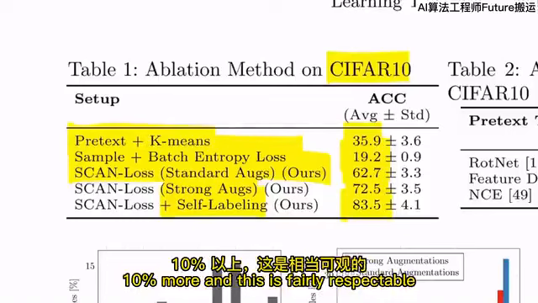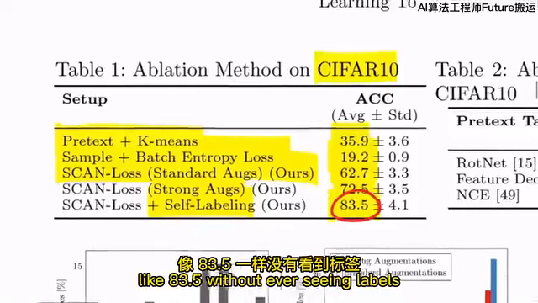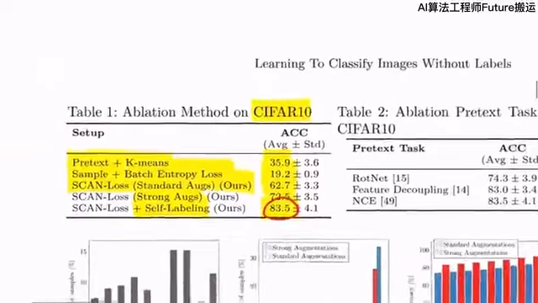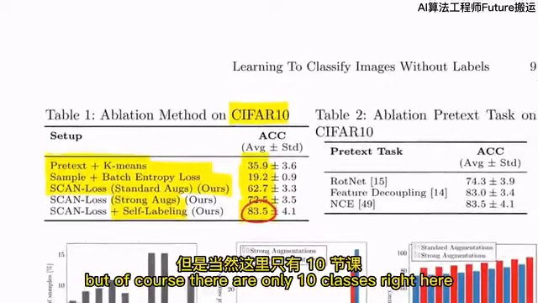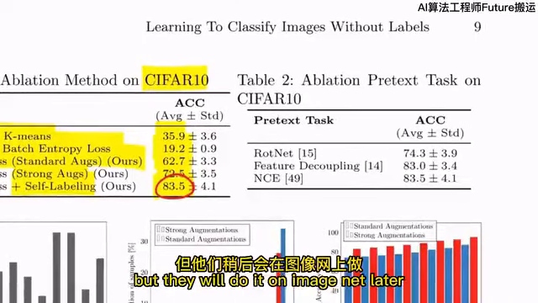And this is fairly respectable, like 83.5 without ever seeing labels. It's fairly good. But of course, there are only 10 classes right here, so keep that in mind. But they will do it on ImageNet later.